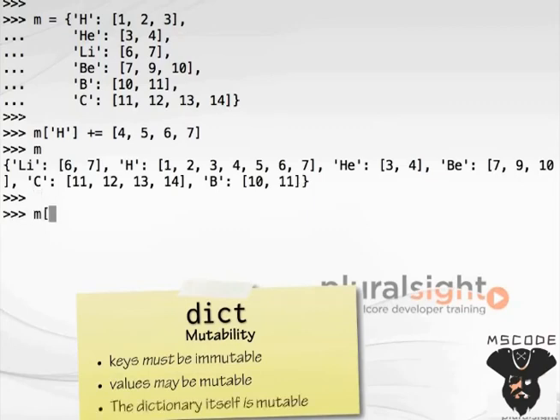Of course, the dictionary itself is mutable. We know we can add new items. Here we add 3 isotopes of nitrogen.